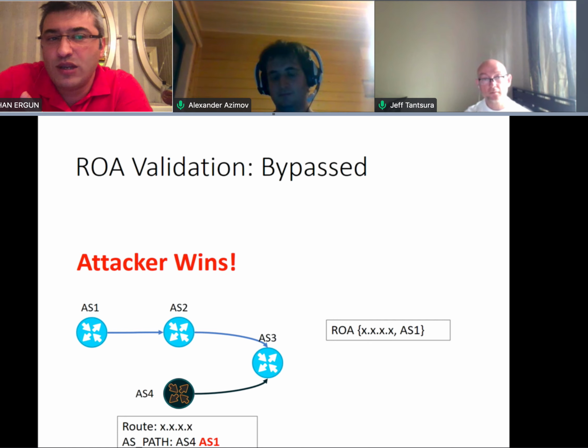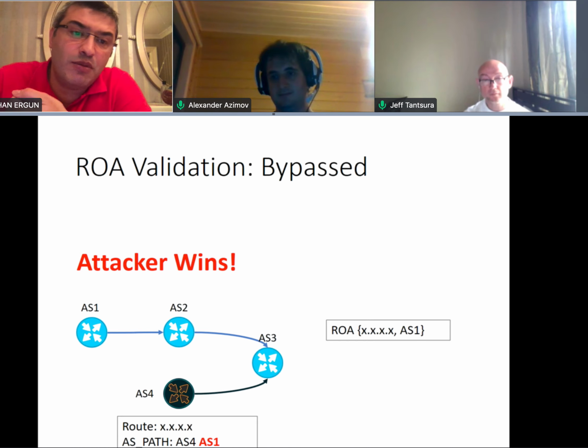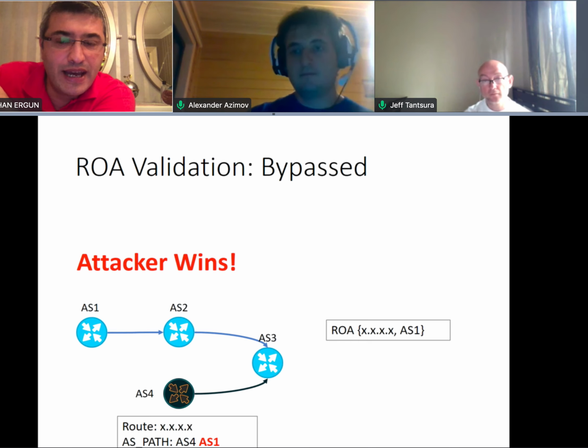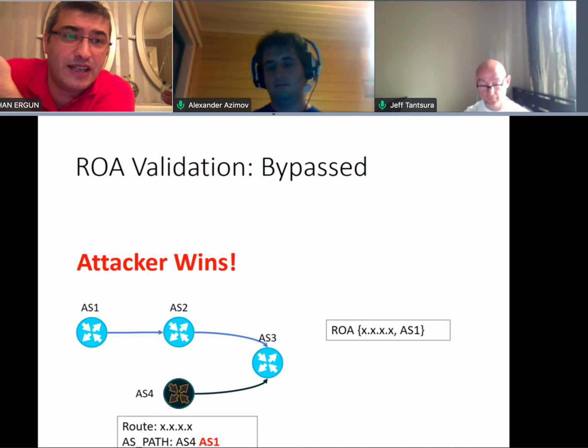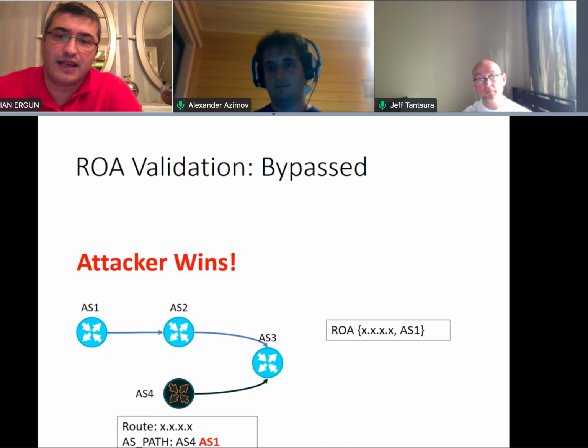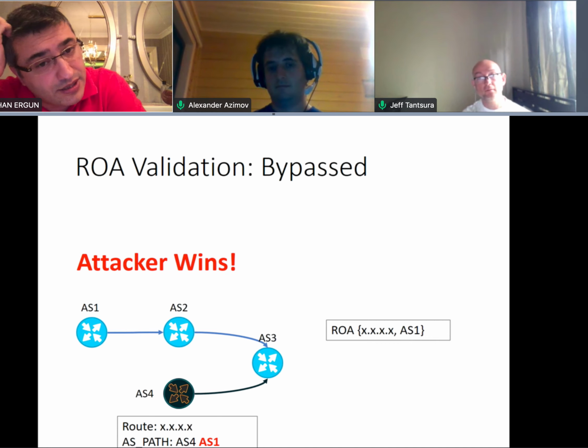So RPKI is doing what? Origin validation. What does it mean? As long as in the BGP update AS1 is there as an origin AS, AS3's validation will be valid. But here AS4 is doing a path shortening attack. It's saying that I am connected to the AS1. So RPKI will say fine. AS3's validation will say it is fine. It's a correct update. That's why AS4 will win this, basically. The attacker path will be chosen.